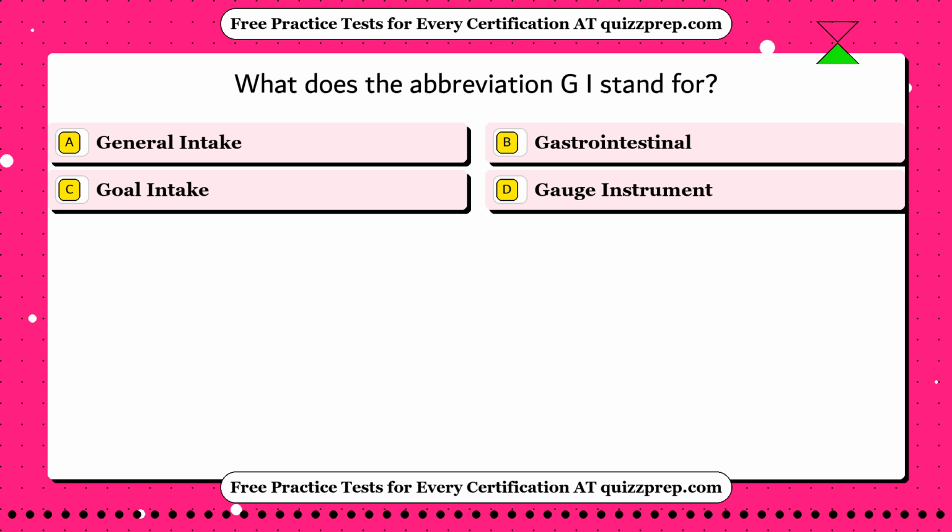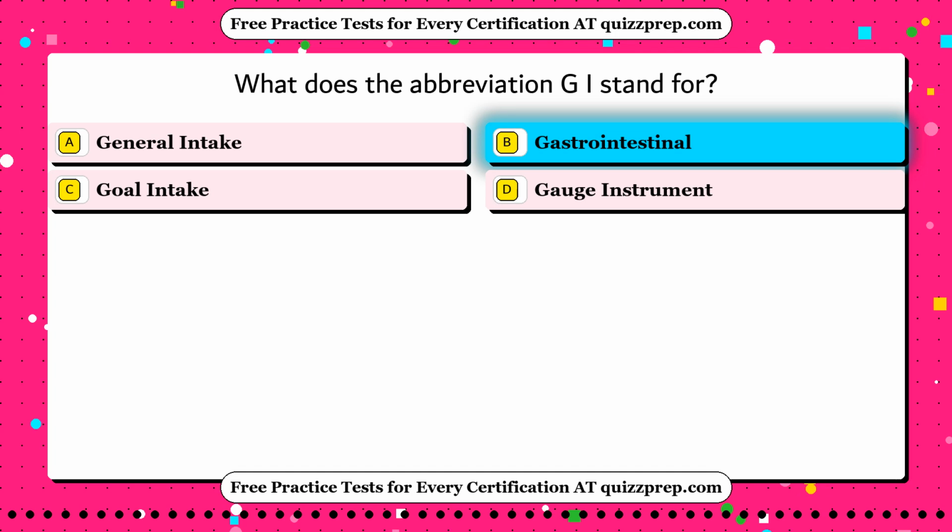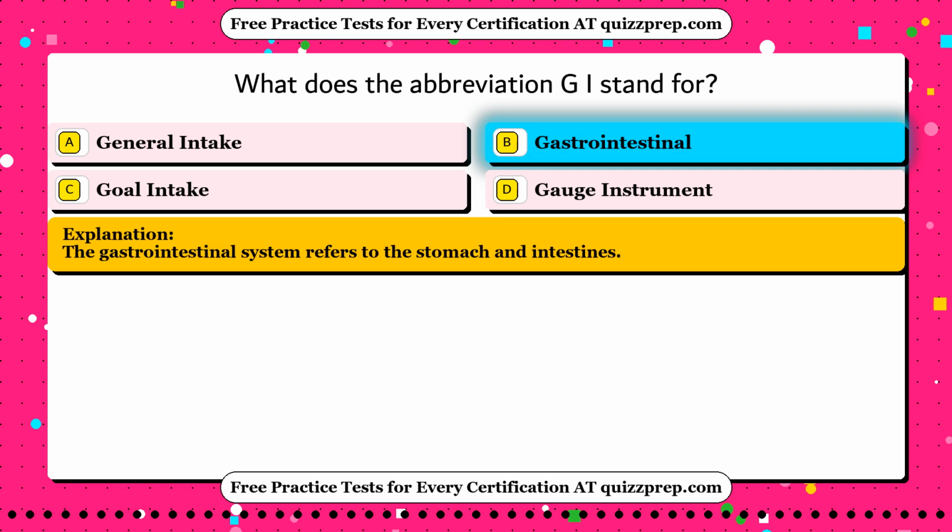Question 47. What does the abbreviation GI stand for? Option A, general intake. Option B, gastrointestinal. Option C, goal intake. Option D, gauge instrument. The correct answer is option B, gastrointestinal. The gastrointestinal system refers to the stomach and intestines.